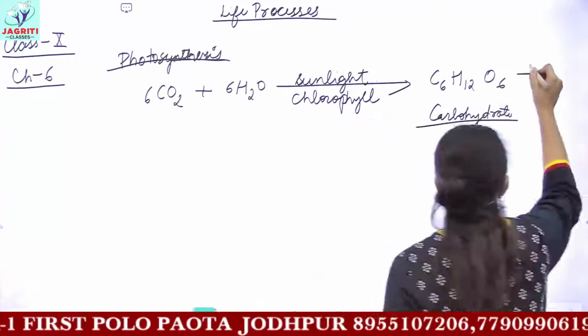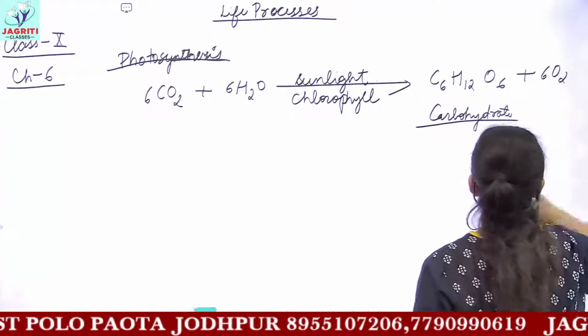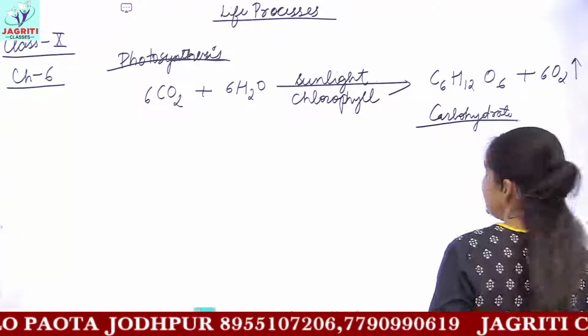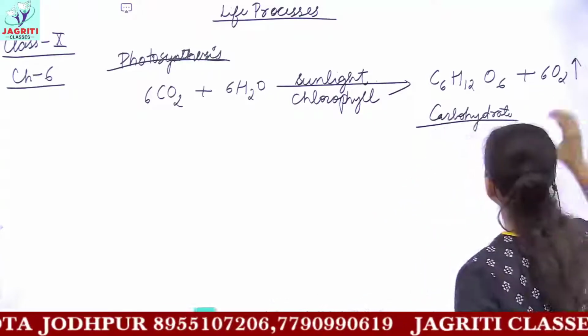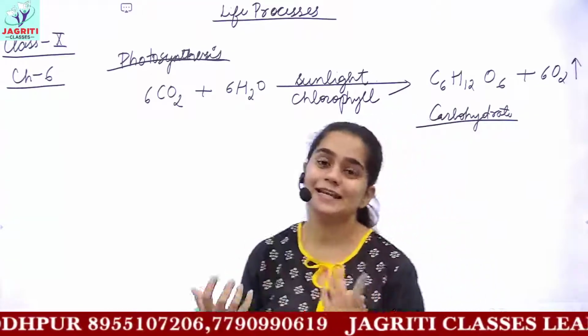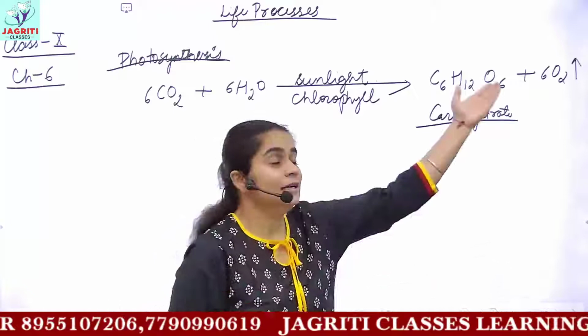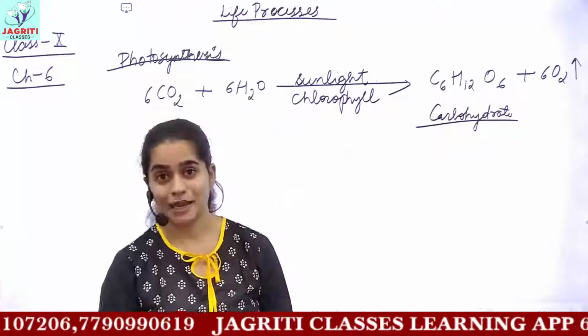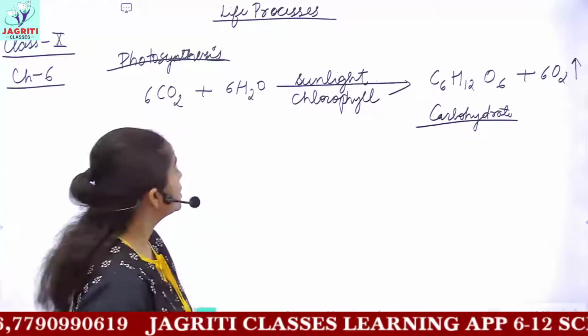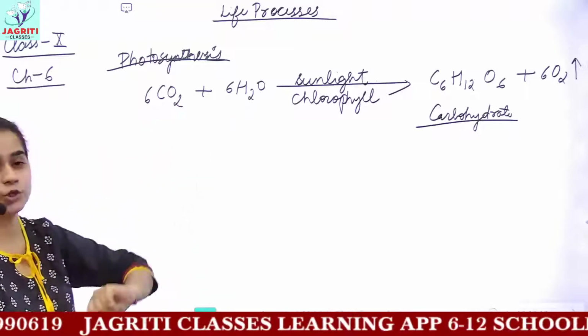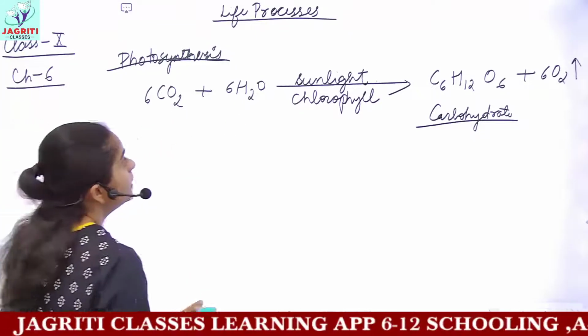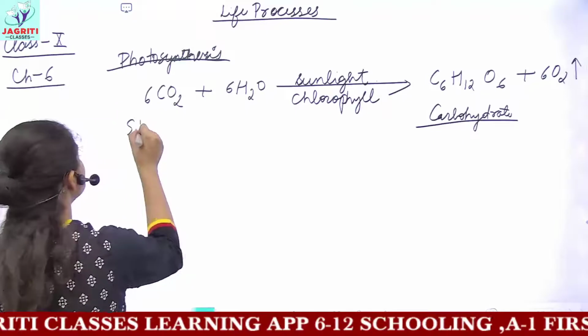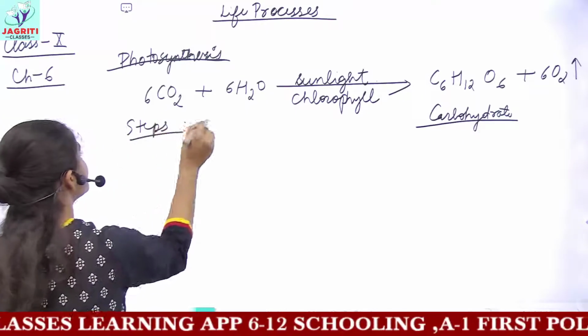And then you get the byproduct, that is 6 molecules of oxygen, which are in turn released out, and this oxygen we humans and other animals and other living organisms use for our life process, that is respiration. So this is the equation of photosynthesis which you have with you. Now talking about the steps which are involved, this we are just revising again.